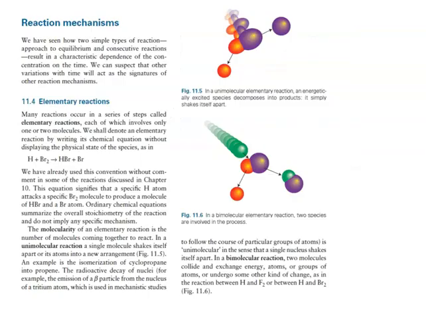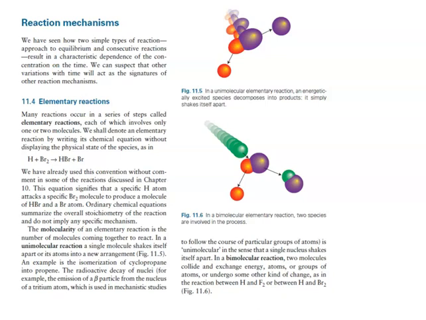And now we can move to reaction mechanisms. We've seen how two simple types of reaction, approach to equilibrium and consecutive reactions, result in characteristic dependence of the concentration on the time. We can suspect that other variations with time will act as the signatures of other reaction mechanisms. So, let's start with elementary reactions.